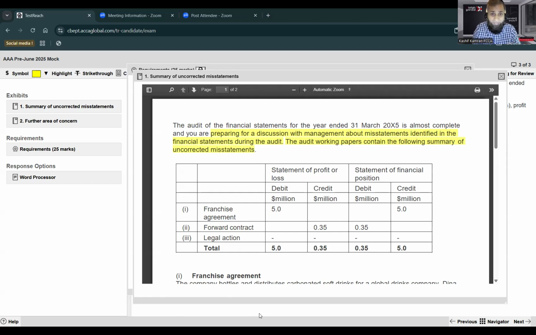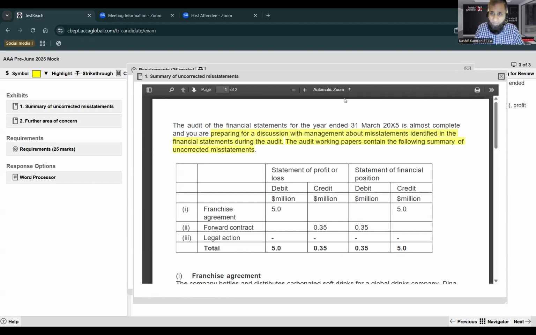Misstated amount, right? And is the misstated amount given in the schedule in front of your screen? 5 million, 0.35 million. A lot of times I've seen students taking the full values. Why? Is it an audit risk question? Is it a ROM question? Is it an evidence question? We do that in those questions, right? But this is basically a reporting question where the misstatement is given.